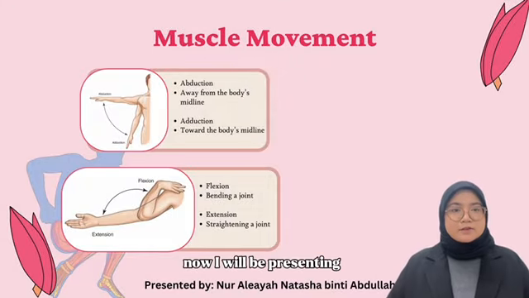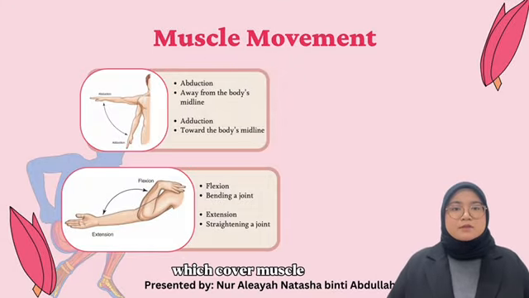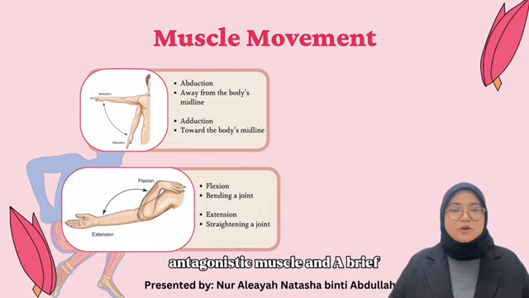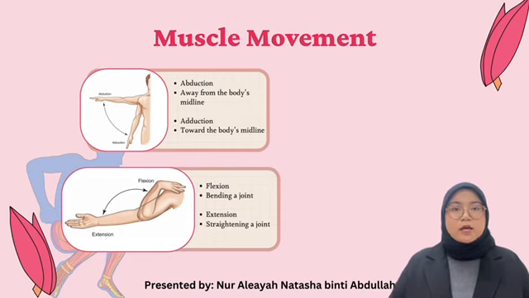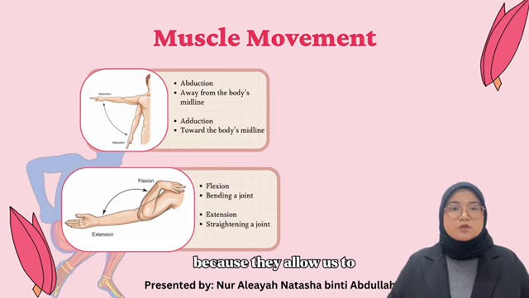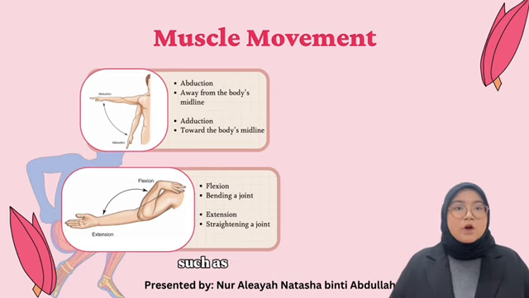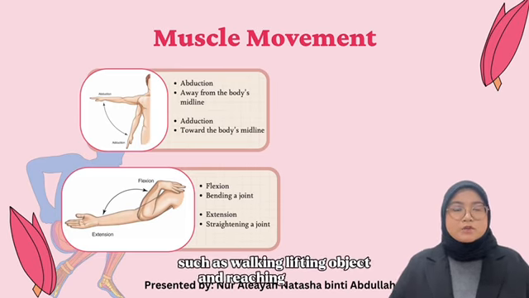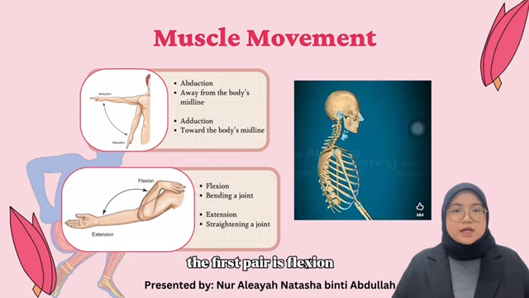Now, I will be presenting the final part of our topic, which covers muscle movement, antagonistic muscle, and a brief conclusion. First, let's look at some opposite muscle movements that occur in our body. These movements are essential because they allow us to perform any daily activity, such as walking, lifting objects, and reaching for things. The first pair is flexion and extension.